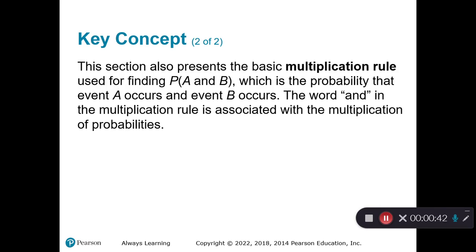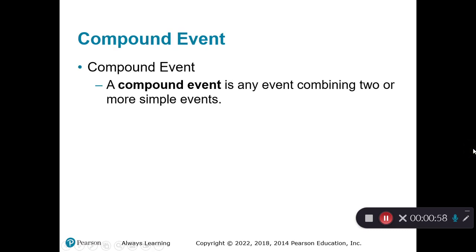We will also look at the multiplication rule, which will be used for finding the probability of A and B, which is the probability that event A occurs and that event B occurs. The word and should be associated with multiplication of probabilities.